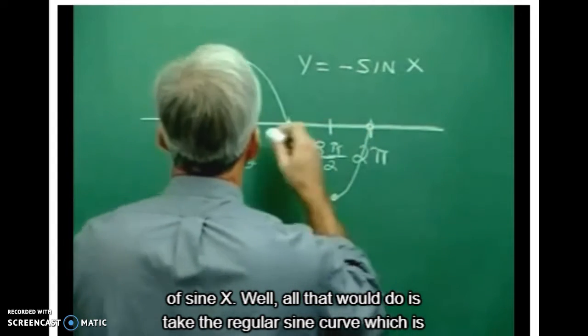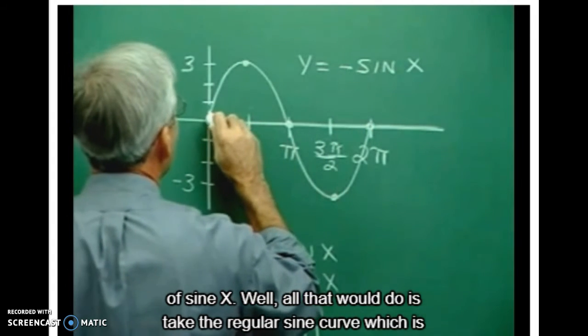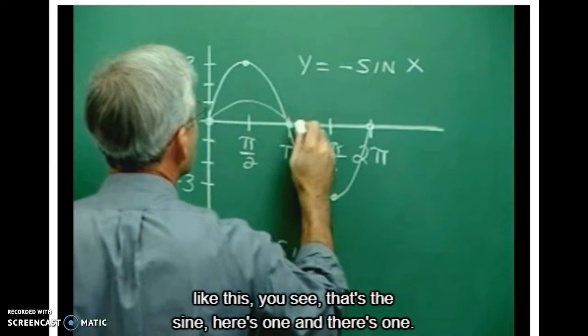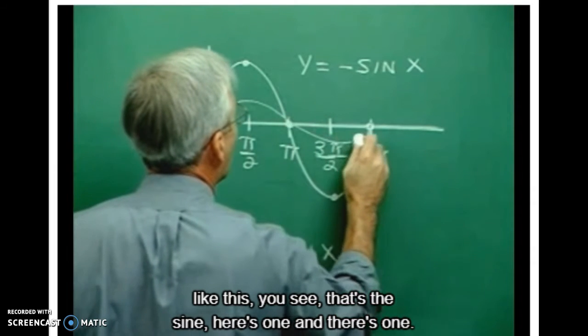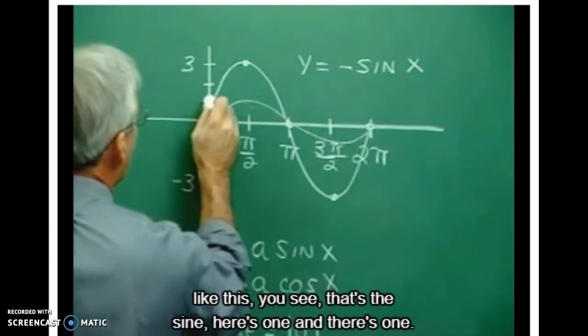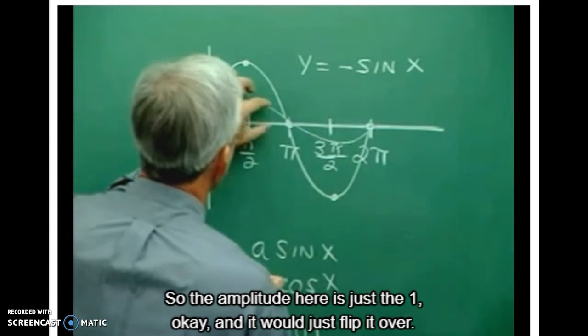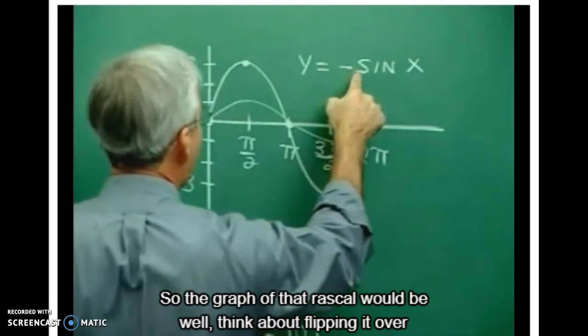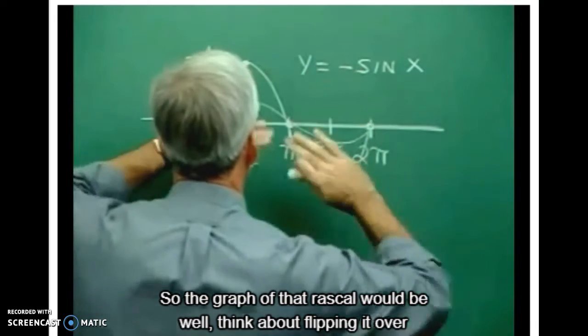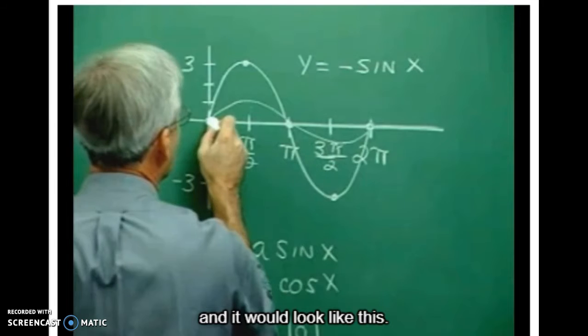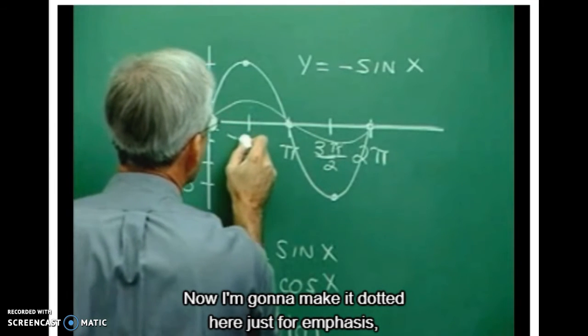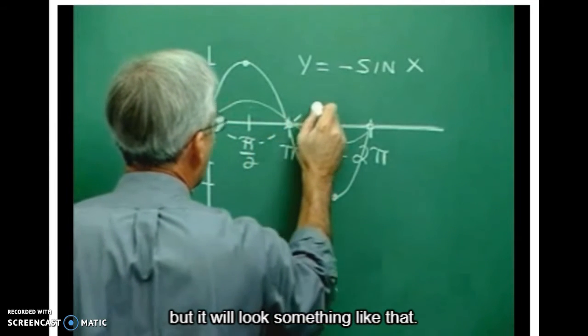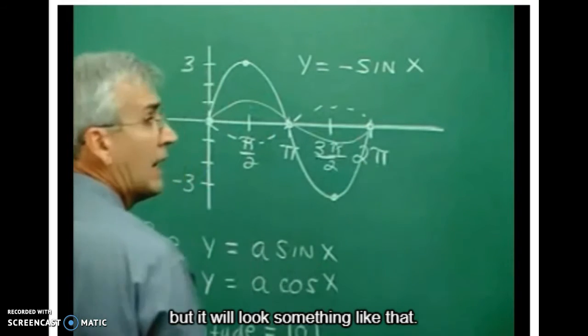Well, all that would do is take the regular sine curve, which is like this. You see, that's the sine. Here's 1, and there's 1. So the amplitude here is just the 1. And it would just flip it over. So the graph of that would be, well, think about flipping it over, and it would look like this. Now, I'm going to make it dotted here just for emphasis, but it would look something like that.